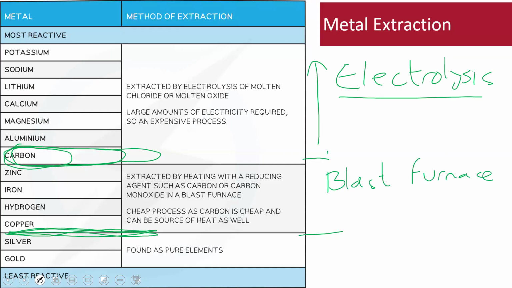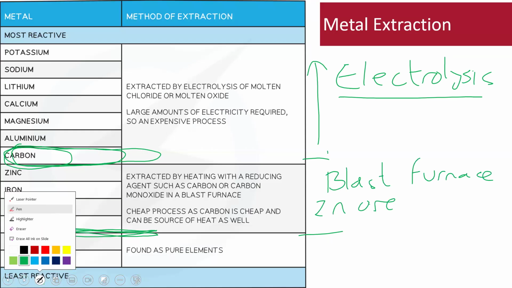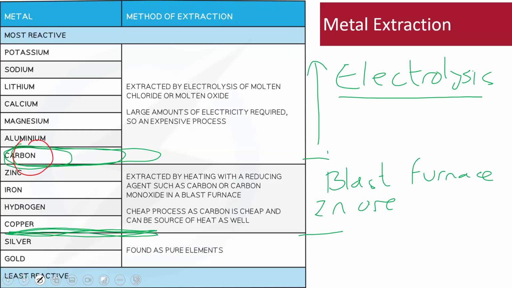What the blast furnace is, where you get your ore, so let's say it's zinc ore, you heat it up incredibly strongly with carbon. The carbon displaces the zinc, and then you get molten zinc coming out. So above carbon is electrolysis. Below carbon is the blast furnace, which is heating up the ore with carbon. We don't need to know all the chemical processes that go on with that.